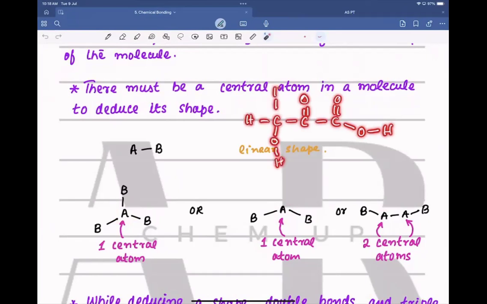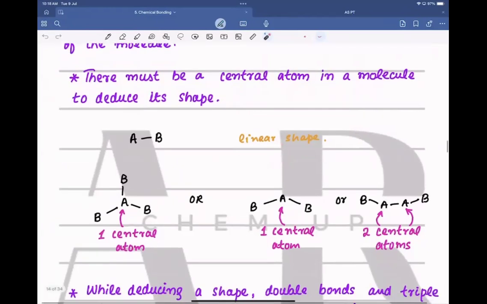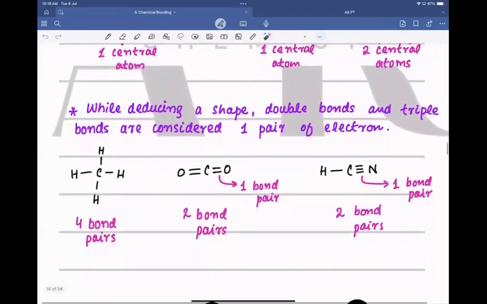I ask you how many central atoms are here. Five. Very good. There are 5 central atoms: 1, 2, 3, 4, 5. Is this understandable? How to figure out which ones are central? It's very easy. Any atom which is surrounded by at least 2 atoms is considered as a central atom, right? There is another important thing.